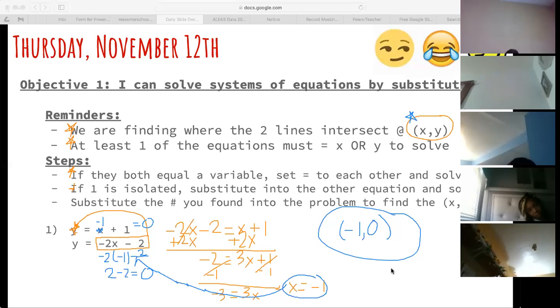All right, I'll give you a few seconds to copy this if you're not done yet, and then we will move on. I have 2 more examples to show you, and then we're going to hop on to the whiteboards. All right, let's move it on here.